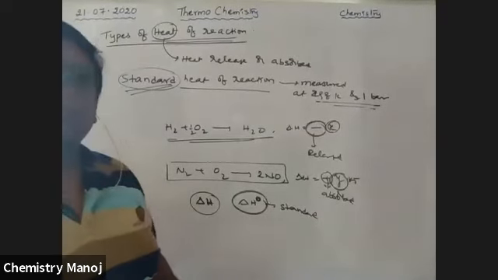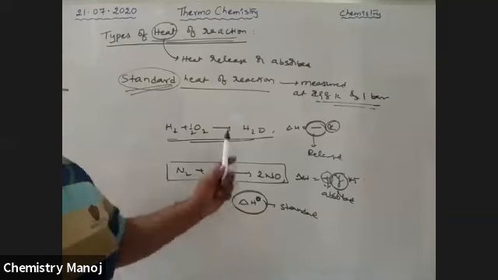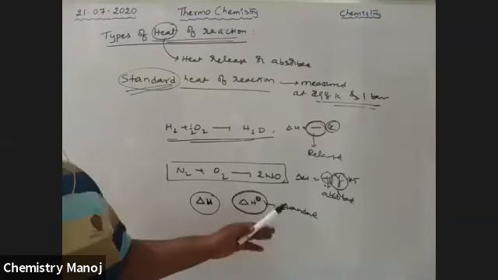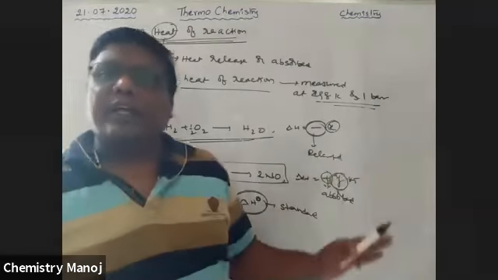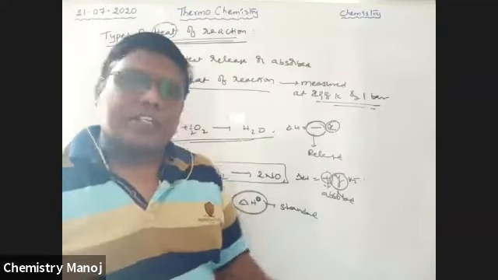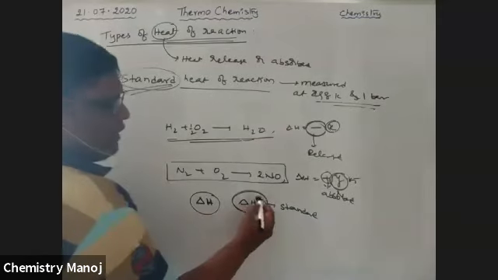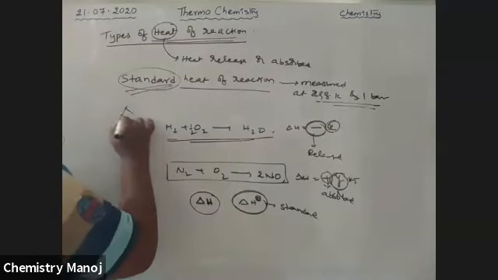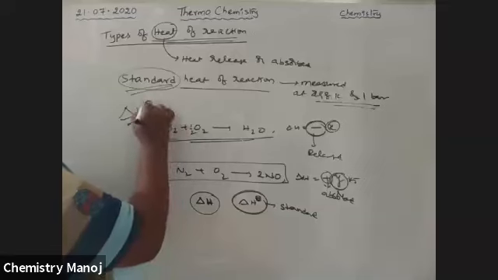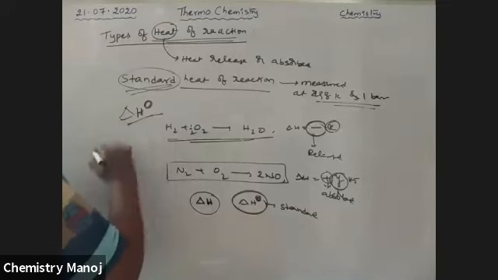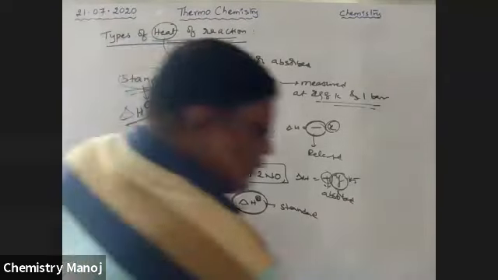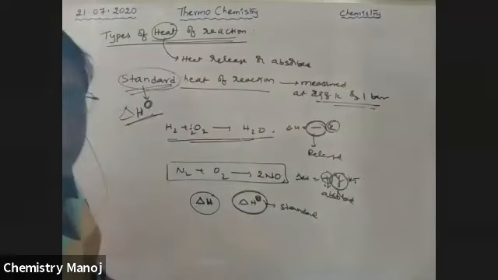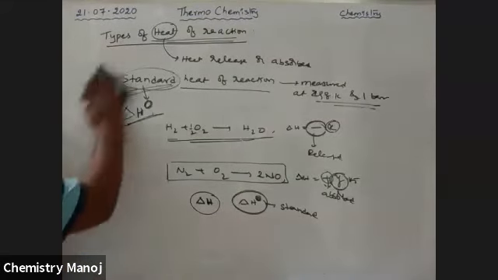See boys, if the heat of reaction or anything is measured at standard conditions, meaning 298 Kelvin and 1 bar pressure, that is indicated with delta H naught. Whenever the word naught is there, that is the standard case. Now I am explaining the different types of heat of reactions.